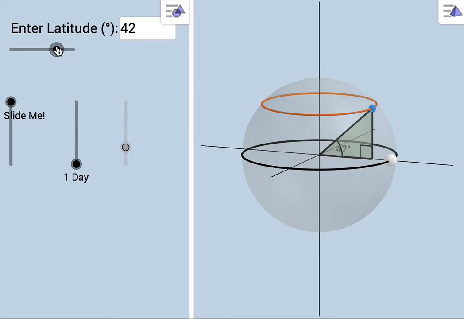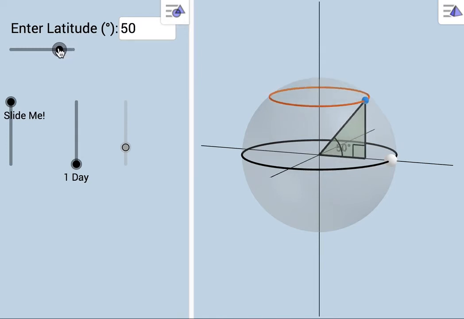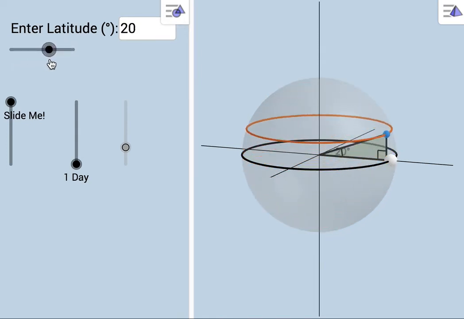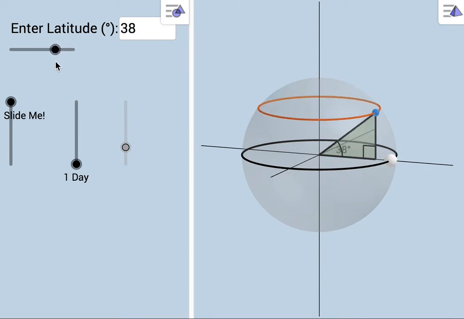And I can actually change that latitude, and we can see, well, here's Santa Claus and his elves, and all the way down here with the penguins at the South Pole. So we could clearly see that in a 24-hour period, if your circle of latitude is orange, and you are at the blue point, you move that distance in 24 hours.